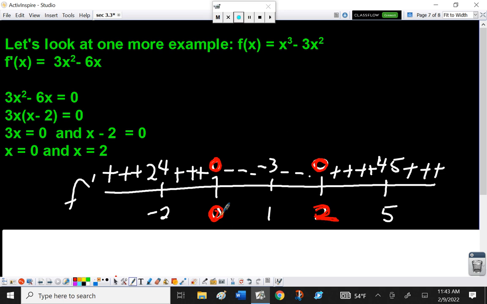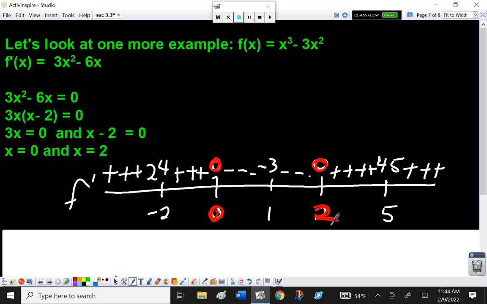In between our two critical numbers here, we have 1. I could have picked 0.5. I could have picked 0.75. I could have picked any number in between 0 and 2. Okay, 1.5. I picked 1. When I plug 1 into the derivative, I get -3. That means any number I would have picked in between 0 and 2 would have given me a negative derivative.